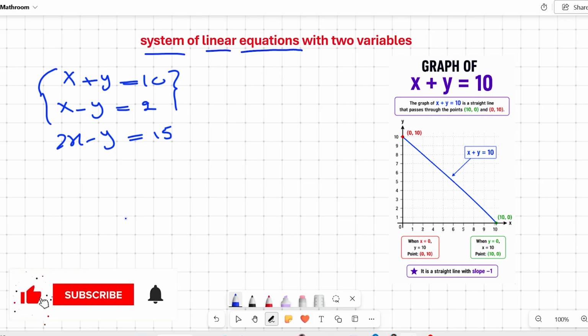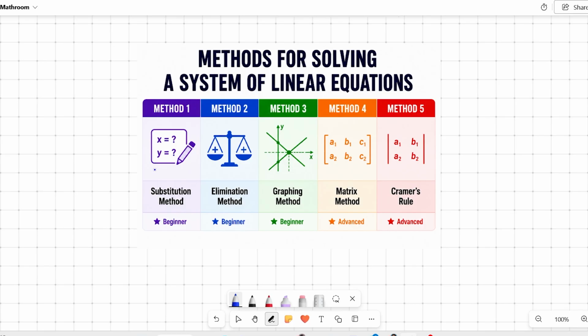Now let's introduce how many methods we have for solving a system of linear equations with two variables. As you see here, I have introduced five methods. The first one is the substitution method, the second is the elimination method, the third is graphing, the fourth is the matrix method, and the fifth is Cramer's rule. I'm going to explain each of them in separate videos. So today let's talk about the substitution method. What is the substitution method?